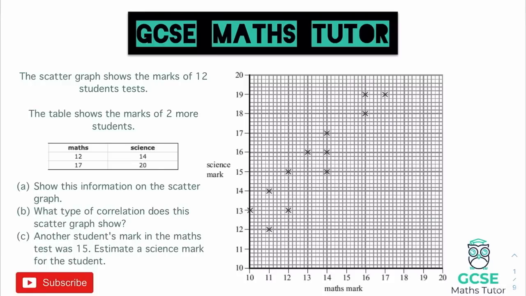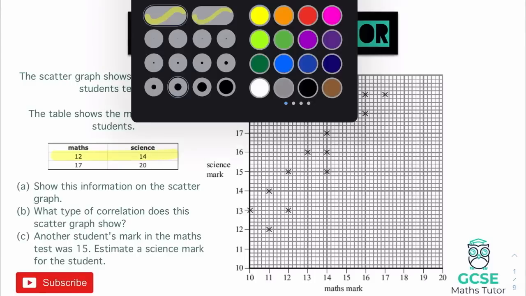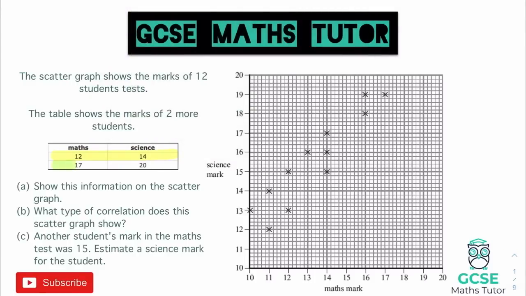The scatter graph shows the marks of 12 students' tests, and if we have a look at the graph, we can see we've got the science marks going up along the y-axis and the maths marks going along the x-axis. And it says here the table shows the marks of 2 more students, and we have 2 students here where we have someone that gets a maths mark of 12 and a science mark of 14, and then we have another student below there that gets a maths mark of 17 and a science mark of 20.